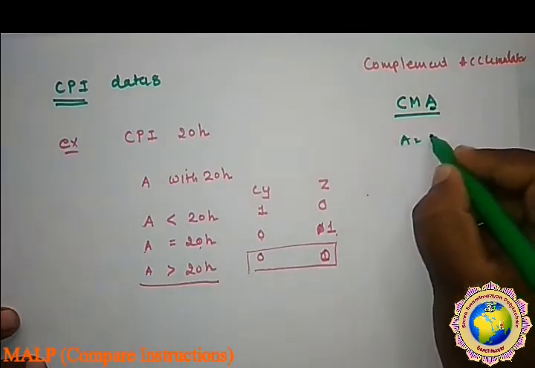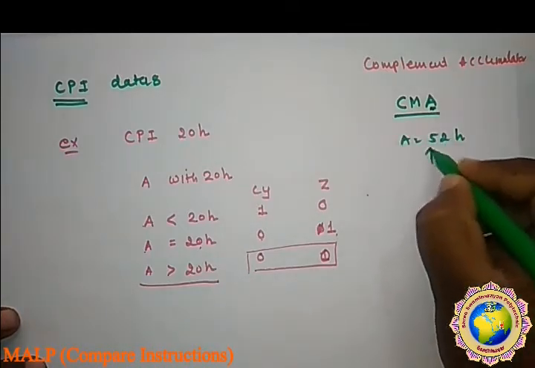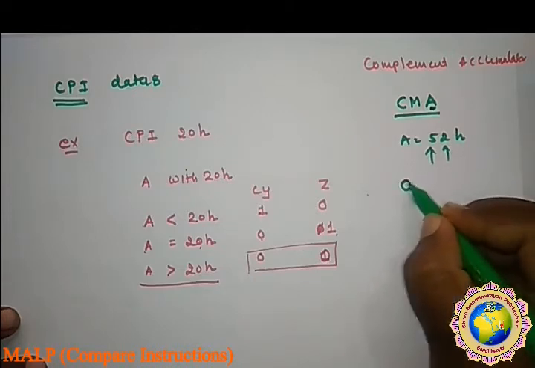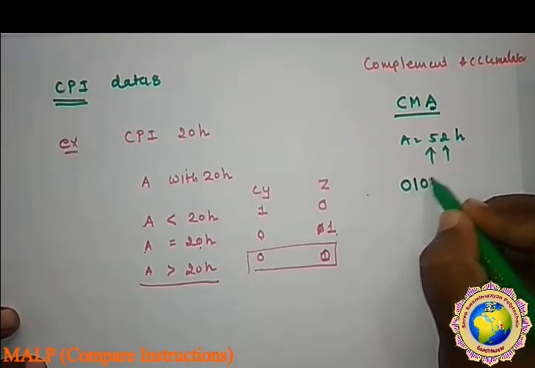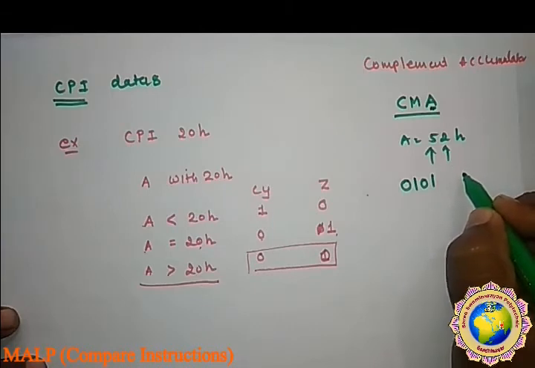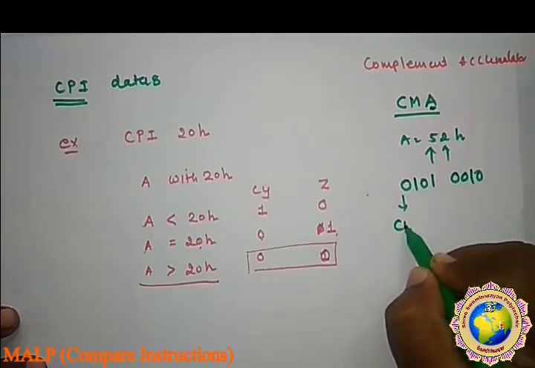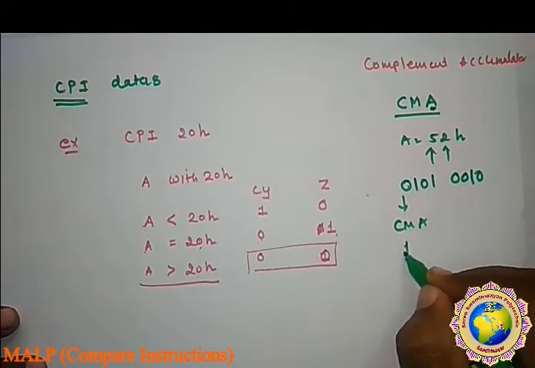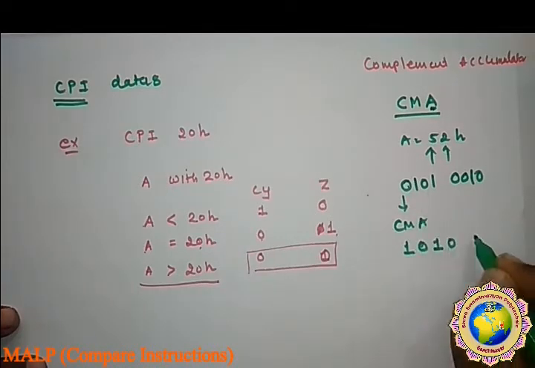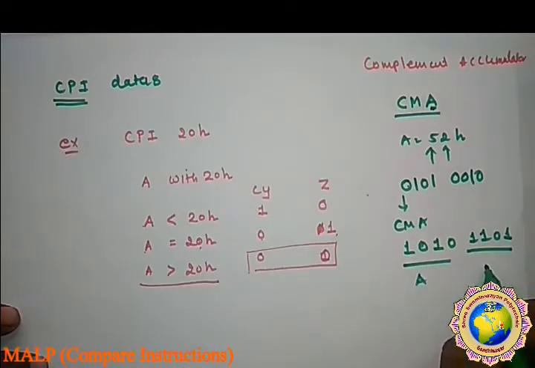Suppose A is equal to 52H. So first convert this number into binary. The binary of 5 is 0101, binary of 2 is 0010. After using CMA, each bit is complemented: 1010 1101. Okay, so this is A, this is D. So after the execution of this instruction, the value of A is ADH.